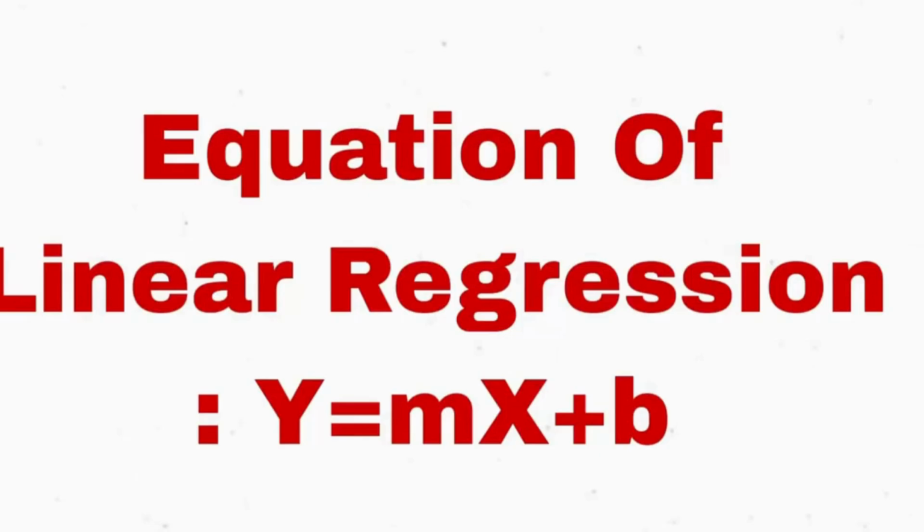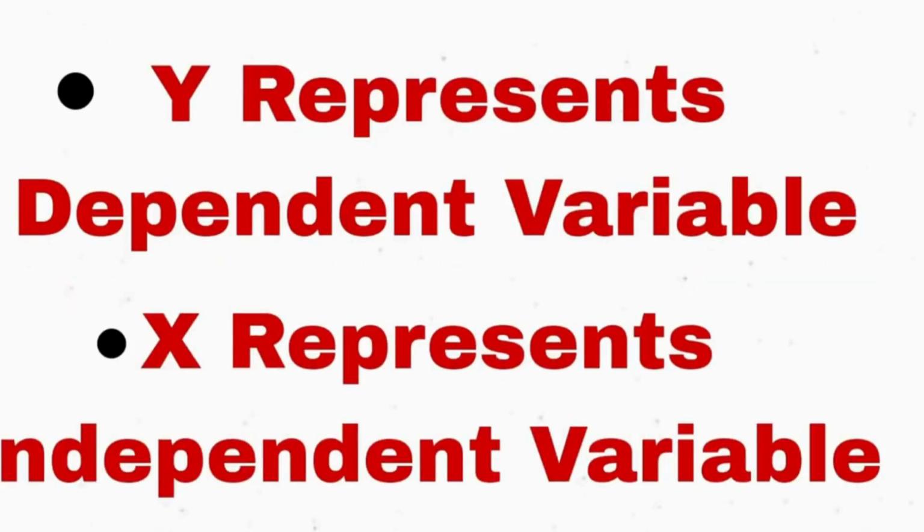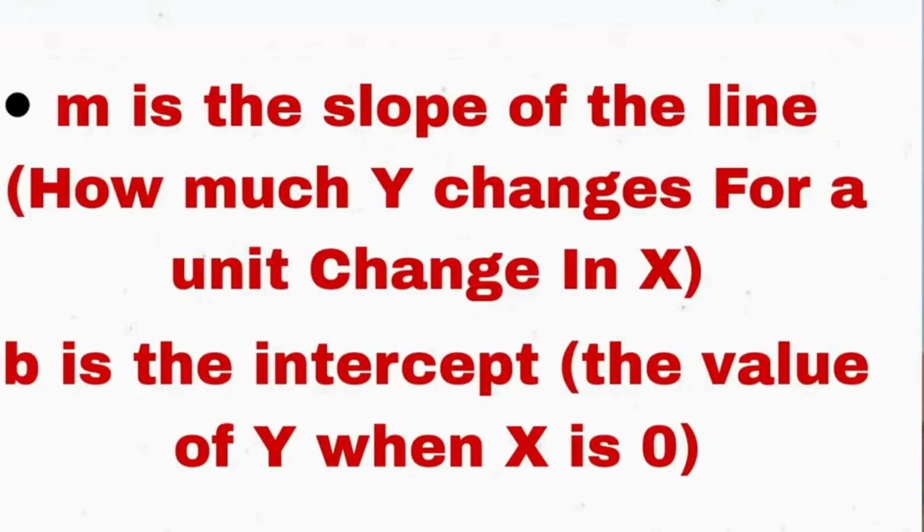So the linear regression equation is y = mx + b, where y is the dependent variable and x is the independent variable, where m is the slope of the line, which means per unit change in x, how much the value will change in y, and b is the intercept, which means if the value of x is equal to 0, what will be the value of y. So I will explain this with a project.